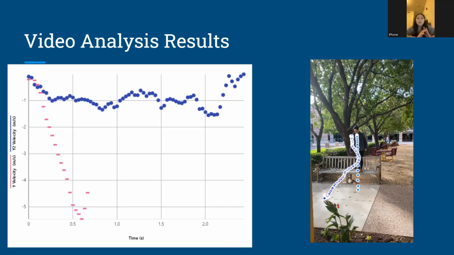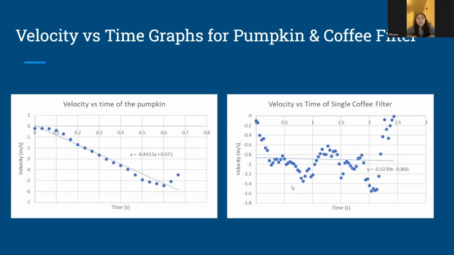Here in our first trial, we have two objects of different masses: a pumpkin stress ball of 27.80 grams and a single coffee filter of 0.68 grams. The total amount of time it took for both objects to reach the ground was 2.5 seconds. The pumpkin ball reached the ground at 0.7 seconds with an acceleration of 8.8 meters per second squared, while the coffee filter landed within 2.5 seconds with an acceleration of 0.02 meters per second squared. Because of air resistance, both objects did not fall to the ground at the same time.